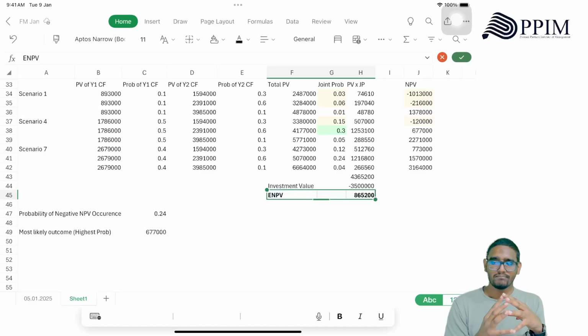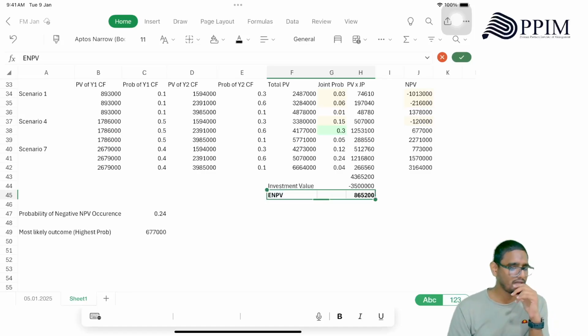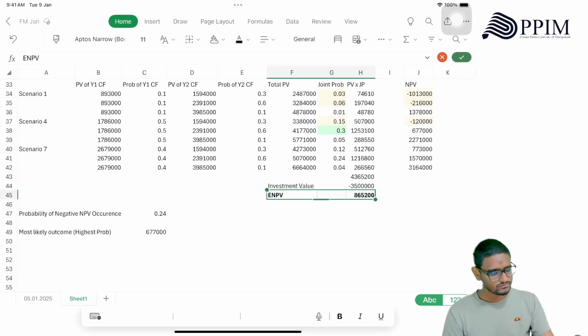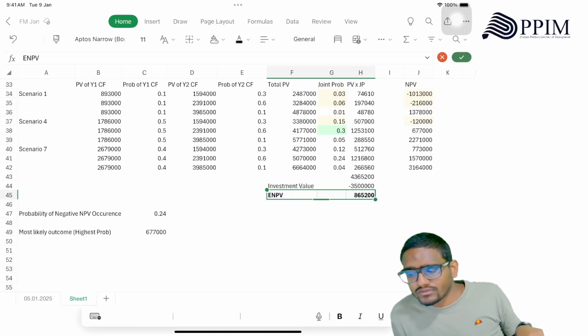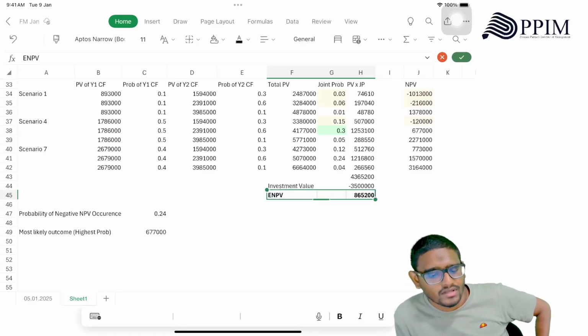Expected NPV is the long run average. Right? It's a long run average. Therefore, the actual outcome will be different to your expected NPV. I don't know if I said the same words before, but something along those lines. Okay. But this question is giving you some more information. So use it.